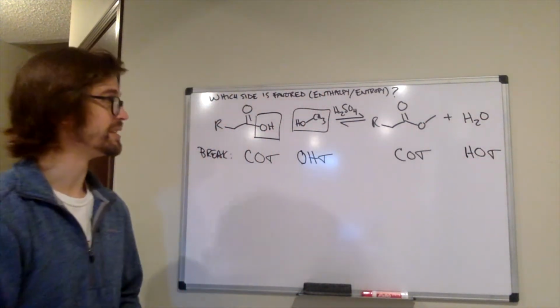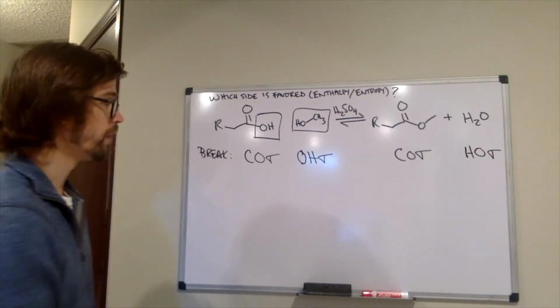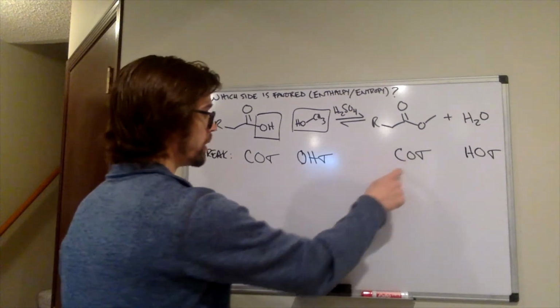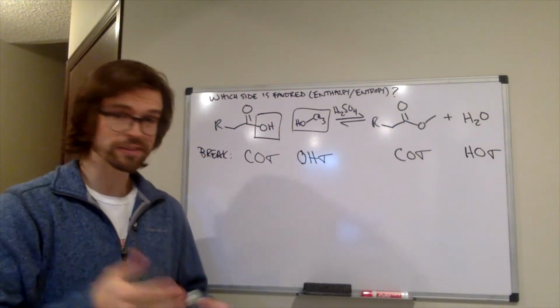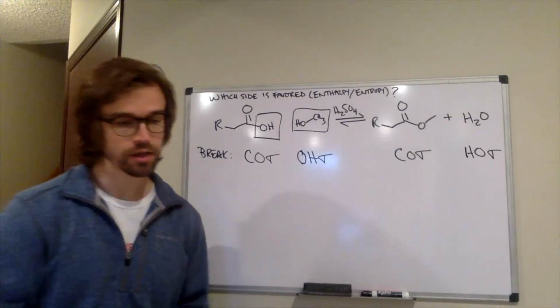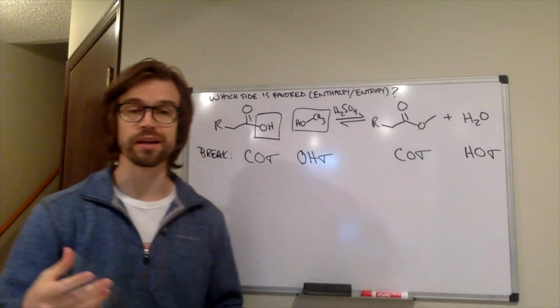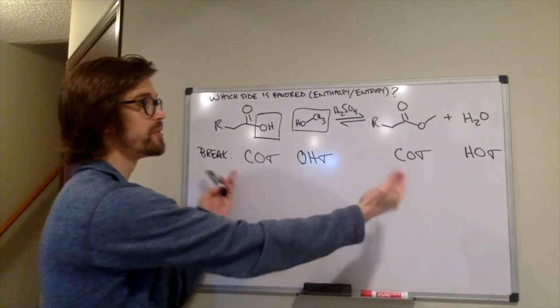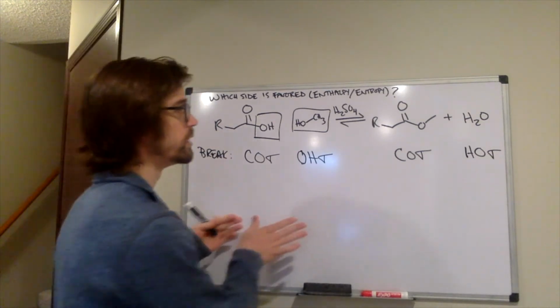So is this favored or disfavored as far as the enthalpy? Well, we broke that, we formed it. We broke that, we formed it. Same bonds are being broken and formed. So this is a pretty neutral reaction. So in a reaction where both sides are pretty much the same energy, what is going to force it one direction or the other direction?